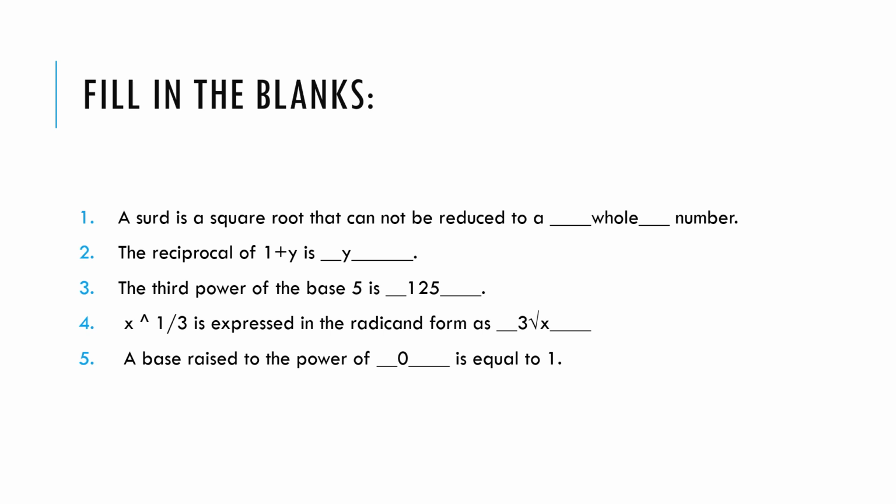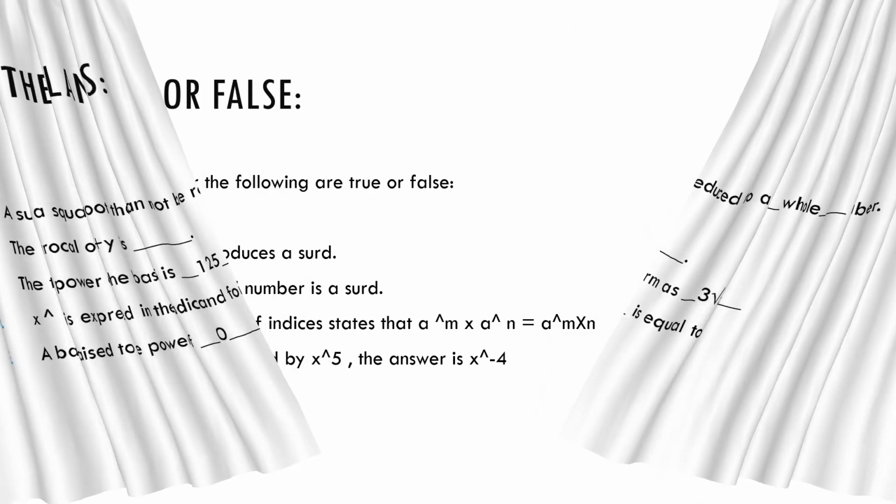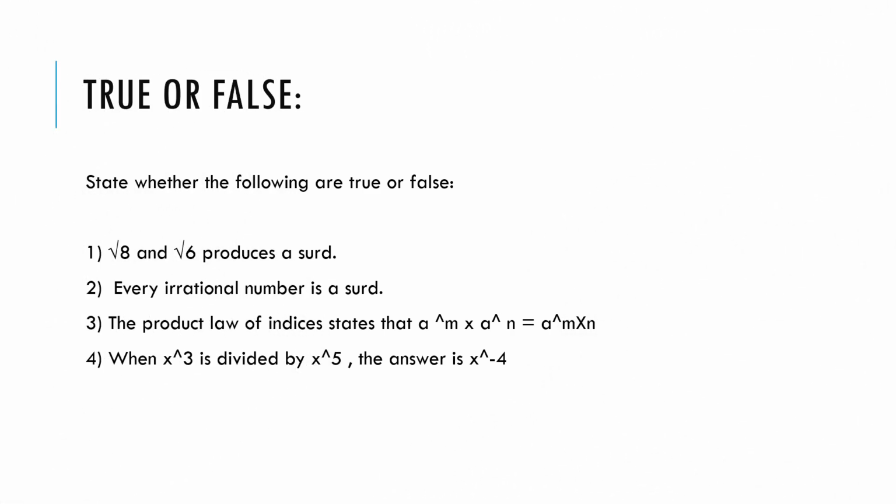True or false? State whether the following are true or false. Square root 8 and square root 6 produces a surd. Every irrational number is a surd. The product law of indices shows that a power m into a power n is equal to a power m times n. When x cube is divided by x power 5, the answer is x power minus 4. So try to attempt these questions on your own before we move on to the answers. Take a minute or two.